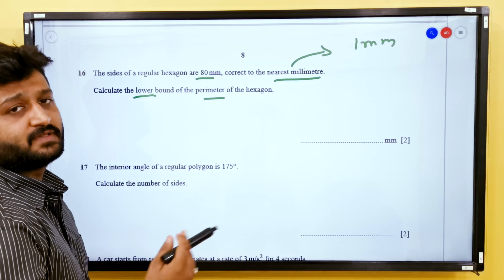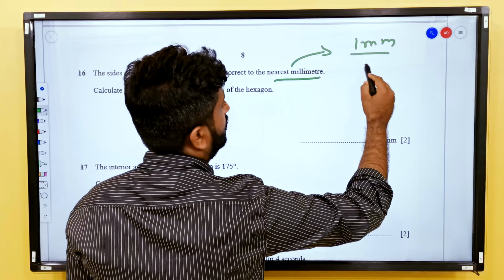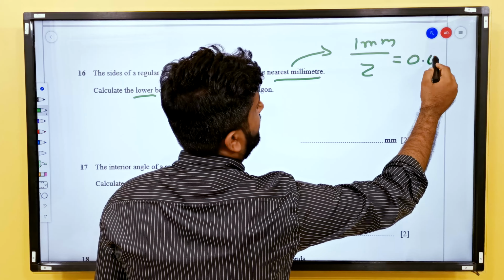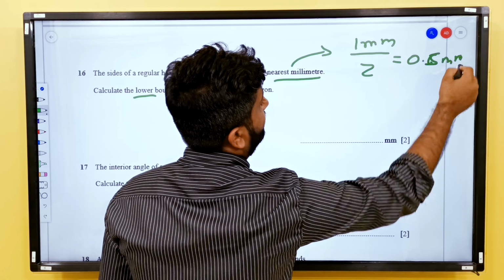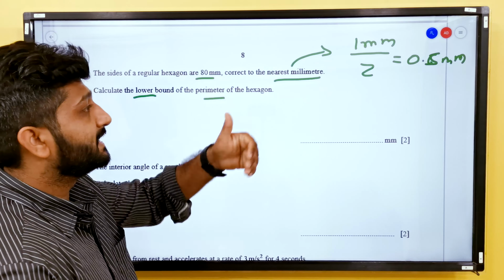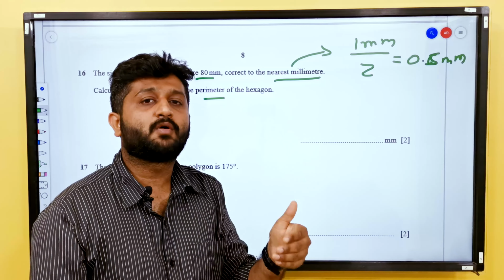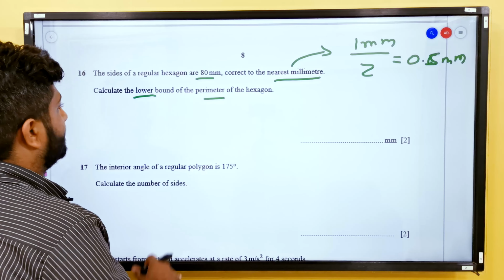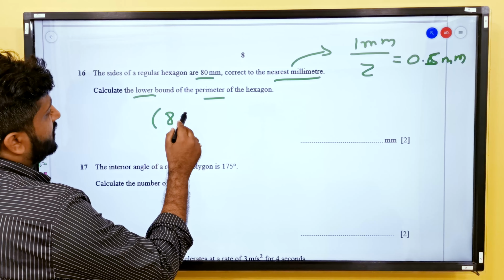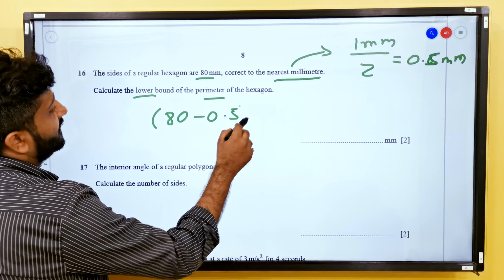So for bounds, we always divide this by 2. So this is going to be my 0.5 mm. So for upper bound we'll take 88 plus 0.5, and for lower bound we'll take 88 minus 0.5. So we are supposed to find lower bound. So we'll take 88 minus 0.5.